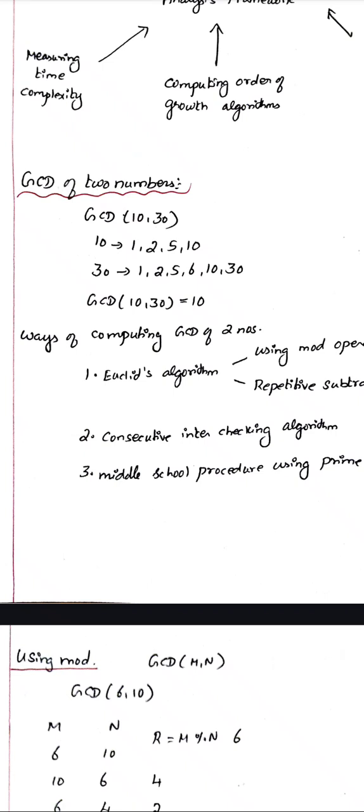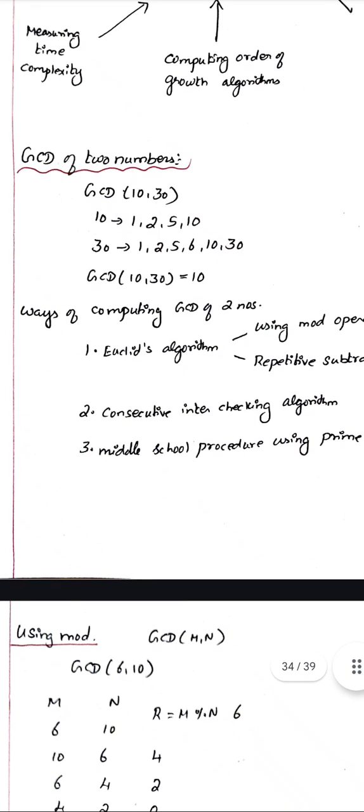GCD, the greatest common divisor of two numbers. Take 10 and 30. For 10 we have the divisors 1, 2, 5 and 10. For 30 we have 1, 2, 3, 5, 6, 10, 15, 30. The GCD of 10 and 30 equals 10.